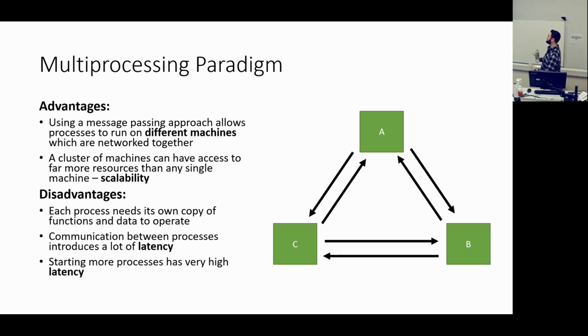So if you've just got one computer, try to stick to multithreading if you can. But if you've got access to multiple machines, then using multiprocessing is kind of your only option.